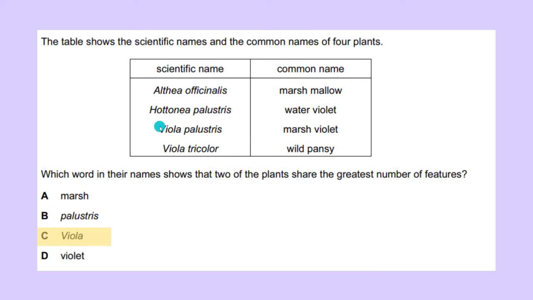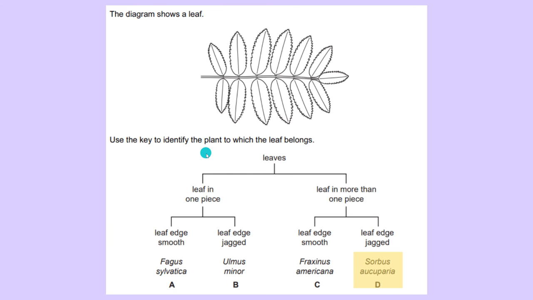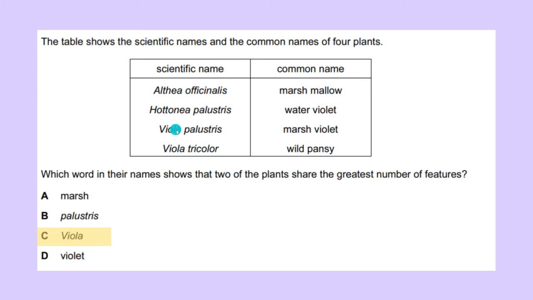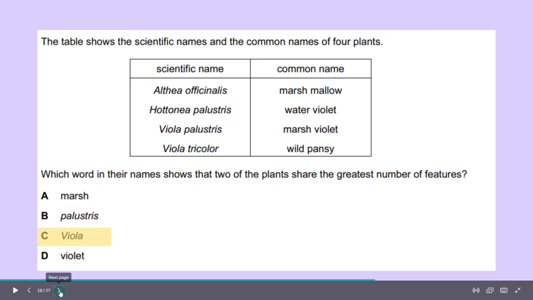So scientific names. Basically these are the binomial names. This is genus and species, genus and species, genus and species, genus and species. Here we can find two organisms with the same genus. So we can simply say that they share the greatest number of features because they belong to the same genus. These two organisms belong to the same genus, so it should be C. Viola.